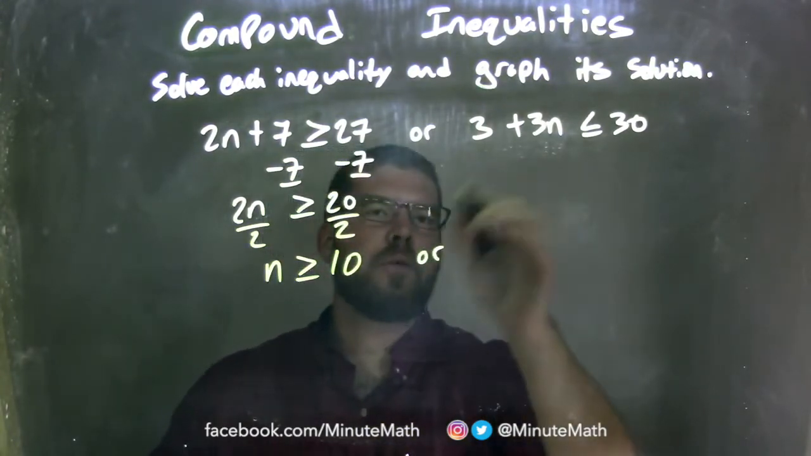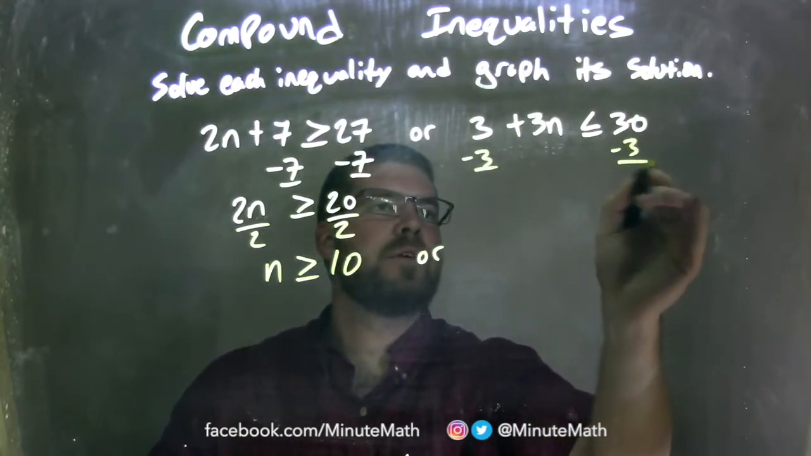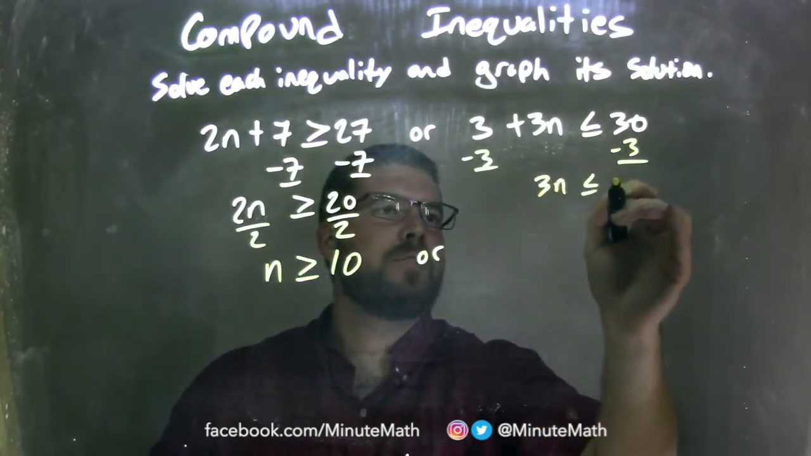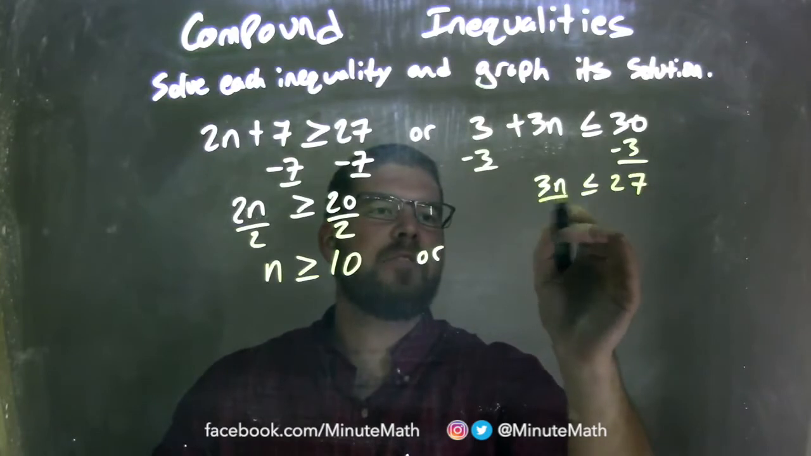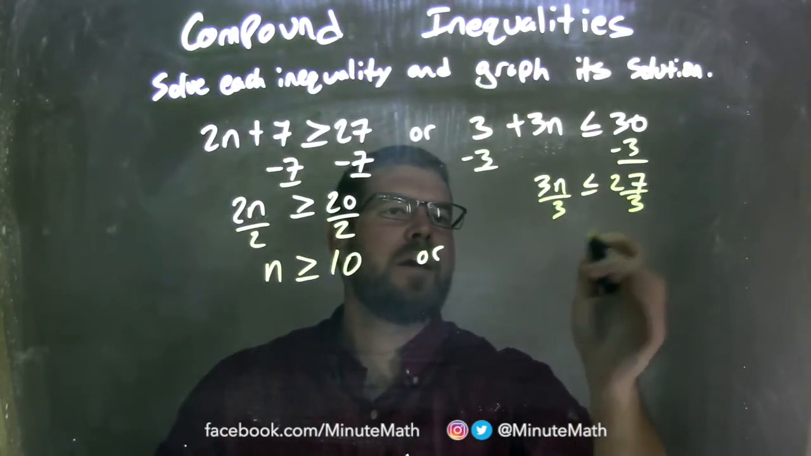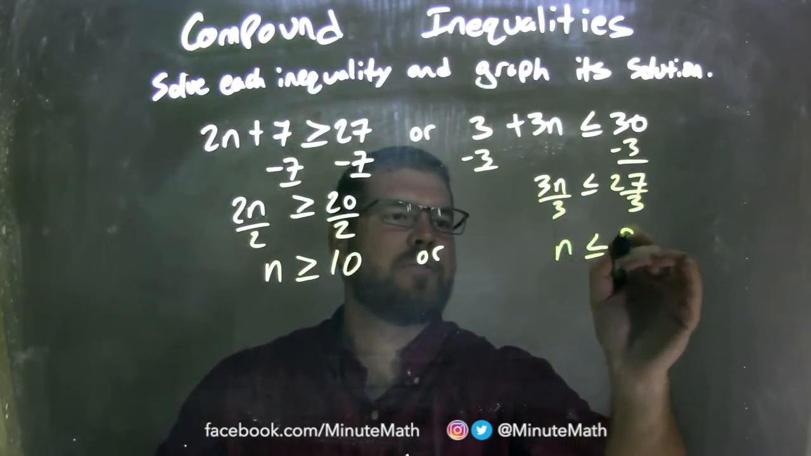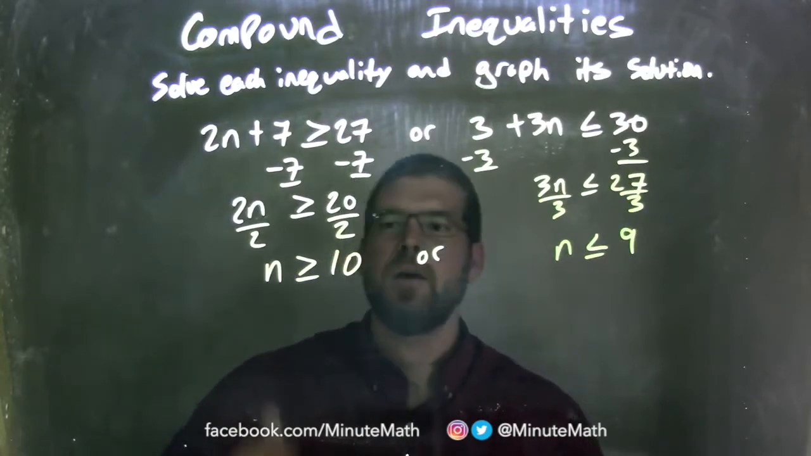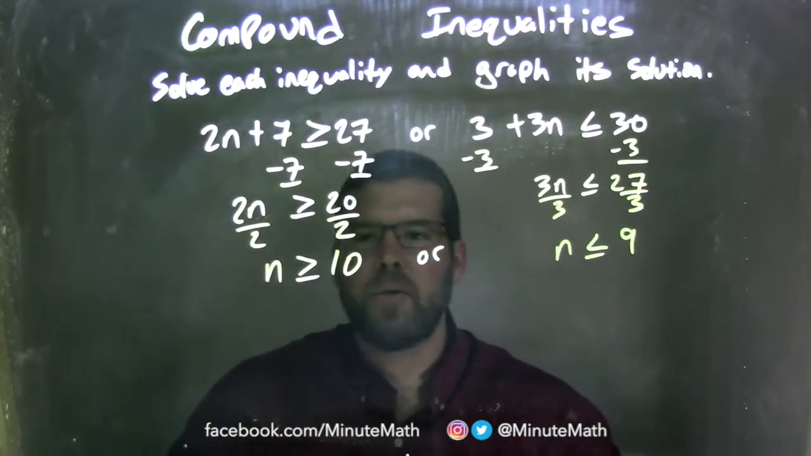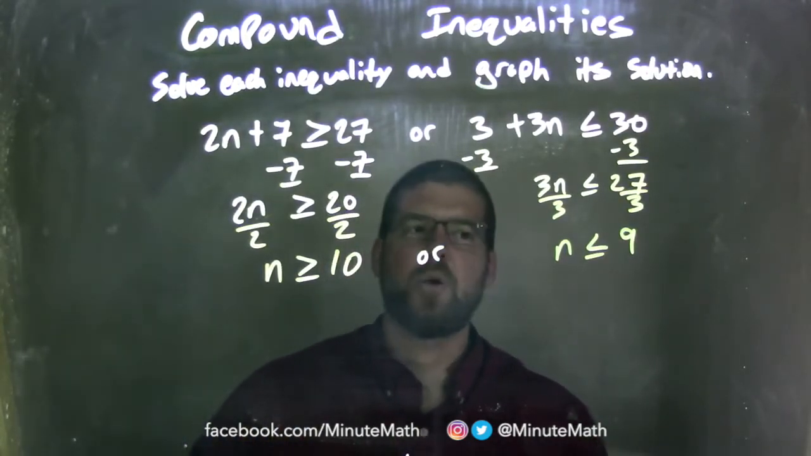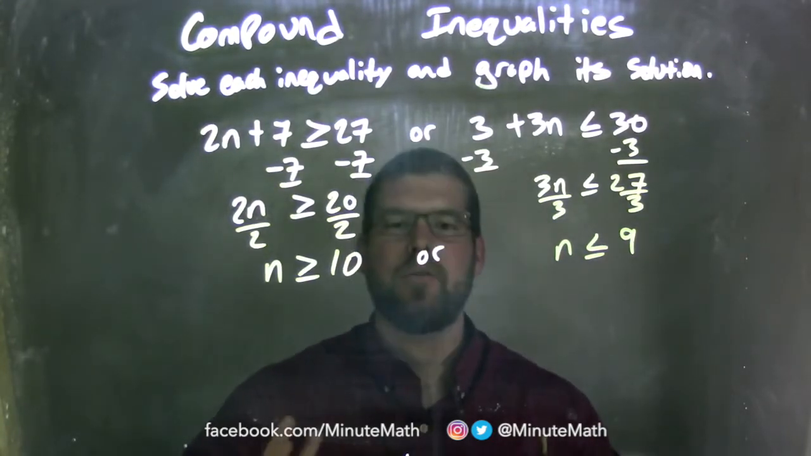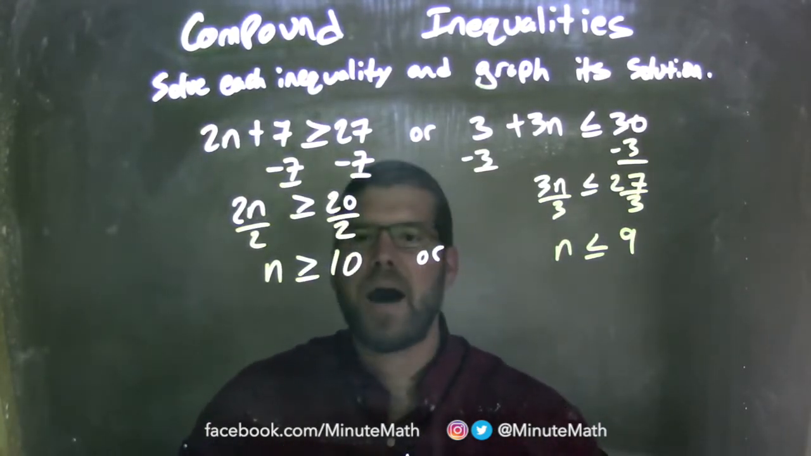Or, solve the other one, I subtracted 3 to both sides, giving me 3n is less than or equal to 27. I then divided by 3 to both sides here, giving me n is less than or equal to 27 divided by 3 being 9. So now I have my two parts. N is greater than or equal to 10, or n is less than or equal to 9. Okay, we have our two ors here, our two possibilities.